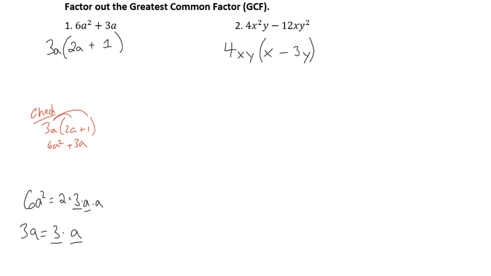And again, you can check that. 4xy times x is 4x squared y, and 4xy times a negative 3y gives you negative 12xy squared. So this is correct, and we can always check that using multiplication. Let's look at some more examples.